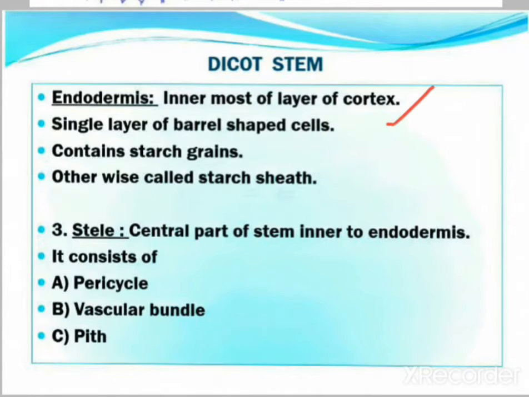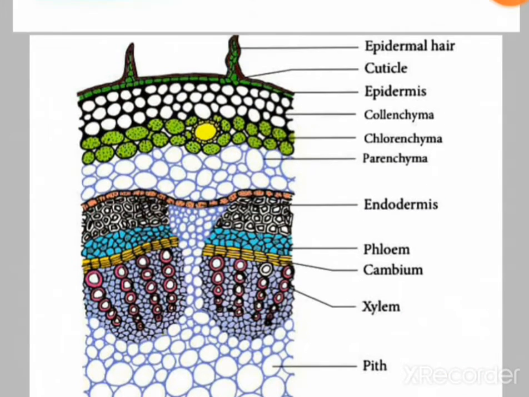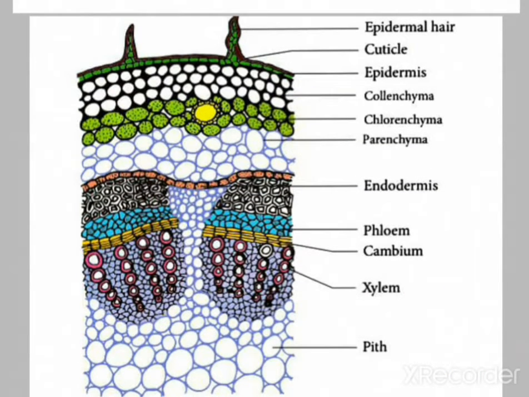Next, endodermis. Endodermis is the innermost layer of cortex. Single layer of barrel-shaped cells forms the endodermis. It contains abundant starch grains, so it is otherwise called as starch sheath. So endodermis is a single layer of parenchyma which contains starch grains. So it is called starch sheath.